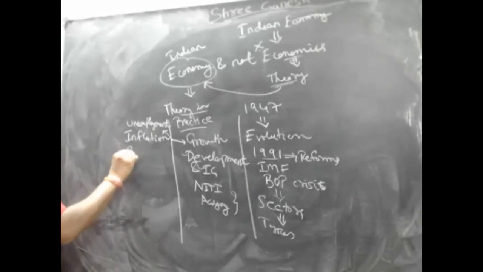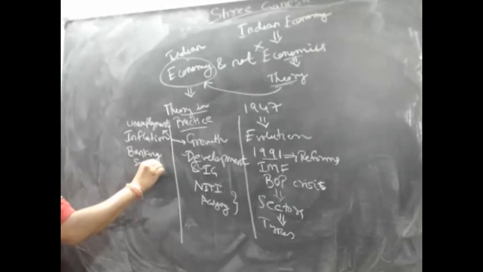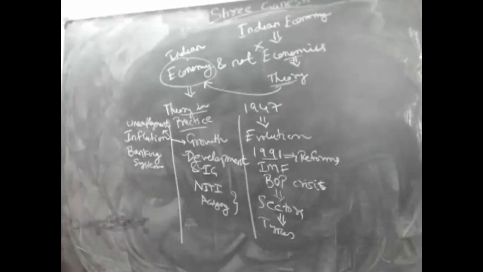Then we go into the banking system. Now, when we go into the banking system, we will see what is the role of banks in an economy. Why banks play a very important and crucial role in the economy. What were the financial crises that happened in the world around 2008? What was the impact of those crises on India?